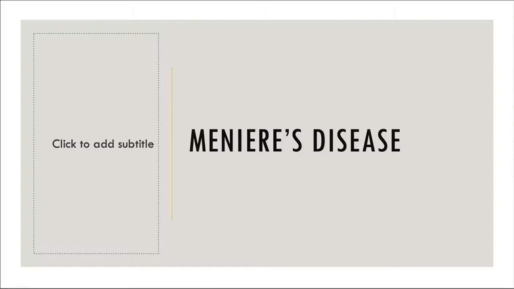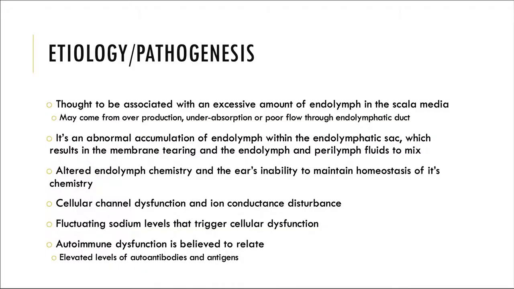So, to jump on in, let's start with Meniere's disease. Just like many other pathologies out there, Meniere's disease doesn't just have one theory behind its cause, it has quite a few. The first theory is that it is thought to be associated with an excessive amount of endolymph within the scala media, whether the endolymph comes from an overproduction, an underabsorption, or just poor flow through the endolymphatic duct.